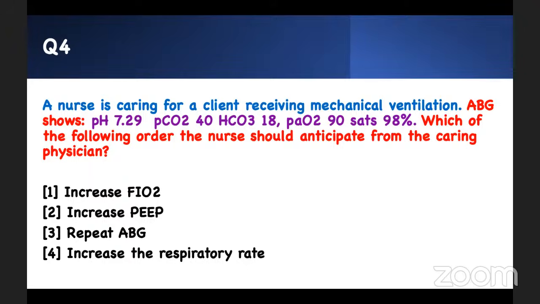Is it respiratory acidosis, metabolic acidosis, metabolic alkalosis, respiratory alkalosis? What do you guys think? Which of the following orders should the nurse anticipate from the physician? What kind of ABG? If you get this ABG, what will you write down? If I ask you what is the ABG for that?